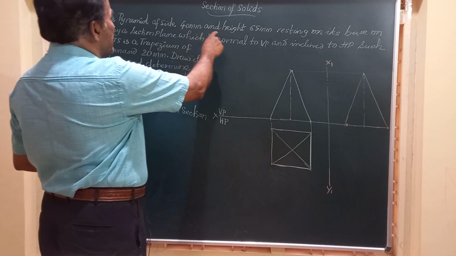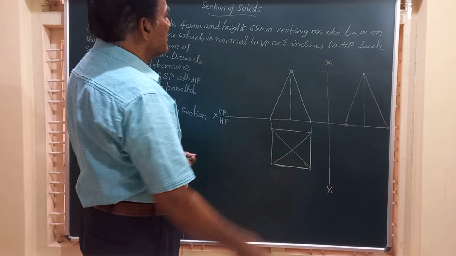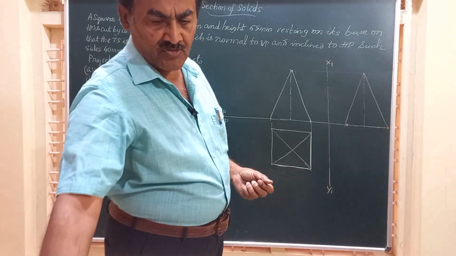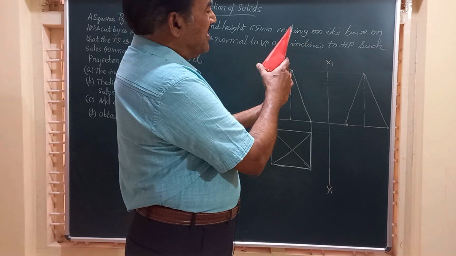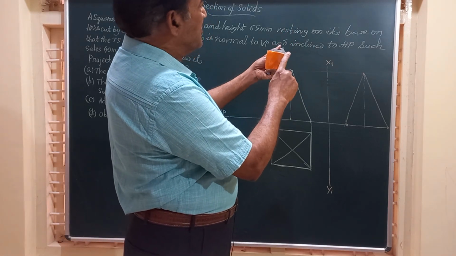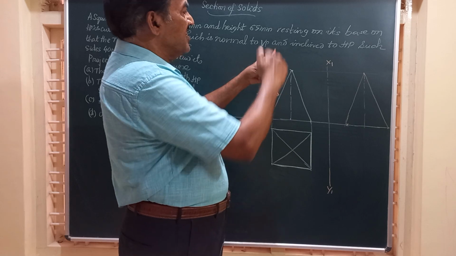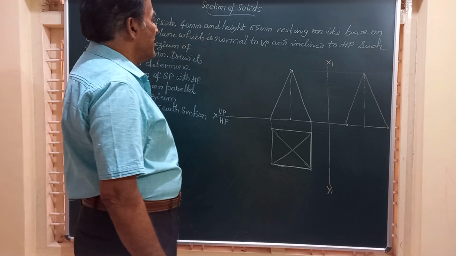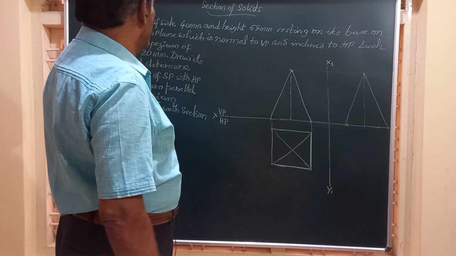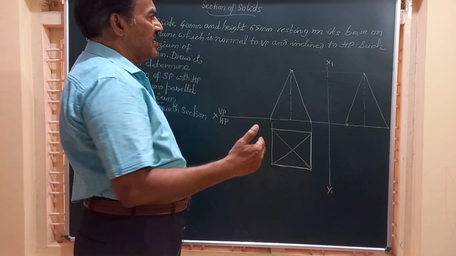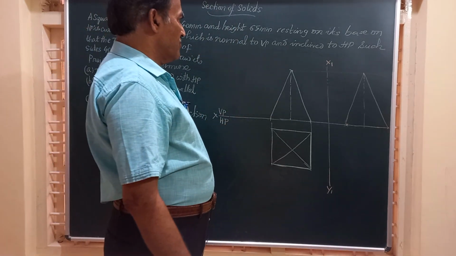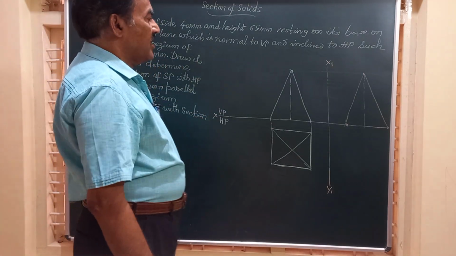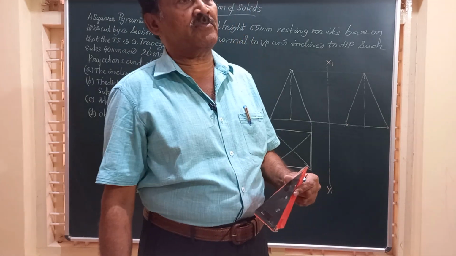A square pyramid of side 20 mm and height 65 mm resting on its base on HP. So friends, this is a square pyramid and it has got a side measuring 40 mm and the height measured from the vertex to the center of the base is 65 mm. It is cut by a section plane which is normal to VP and inclined to HP, as I told before, such that the true shape of the section is a trapezium having sides 40 mm and 20 mm.